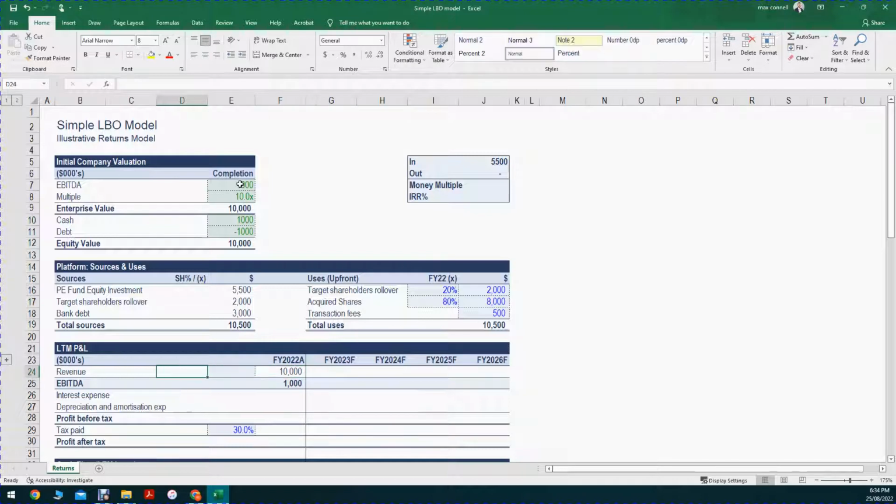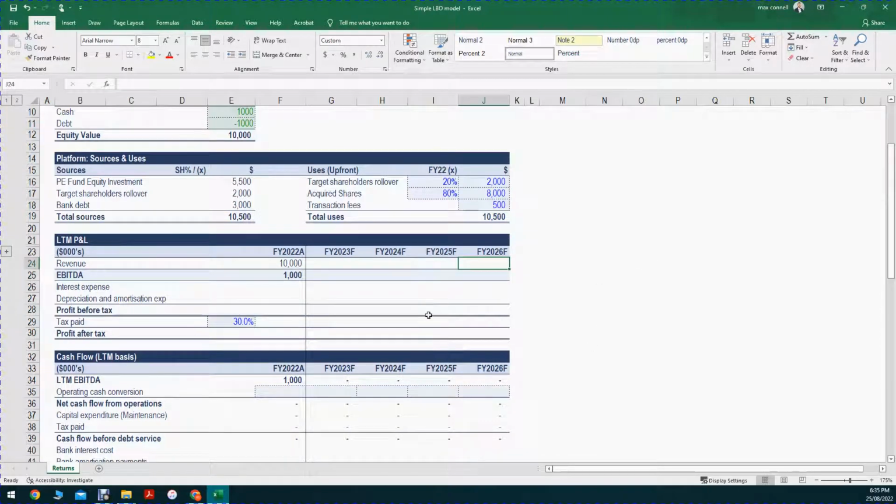Okay. So this is our starting point. We're assuming that we bought the business in FY22A at completion. However, we're going to sell the business in this last year. So we're essentially assuming 1, 2, 3, 4 years of growth. You could even factor in a 5th year if you want, but we're going to keep it simple like this.